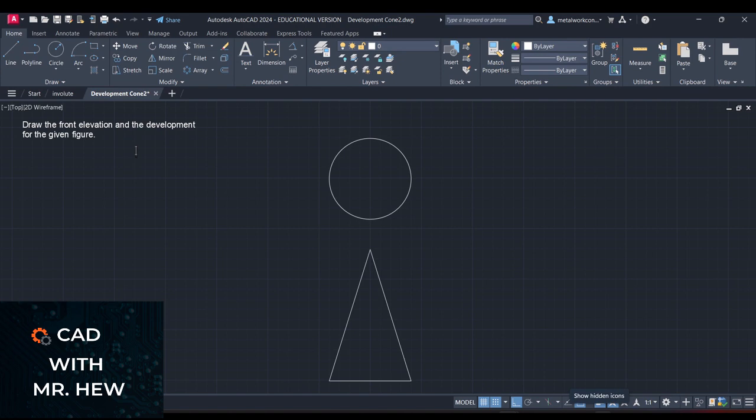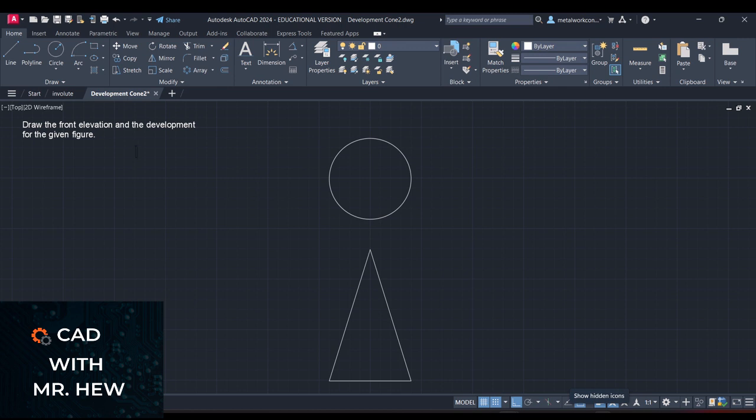In today's video, we'll be drawing the front elevation and the development for the given cone. In the previous video, we looked at the drawing of the cylinder and we were asked to draw the development for the cylinder. So here is the cone and we'll also be drawing the development for it.